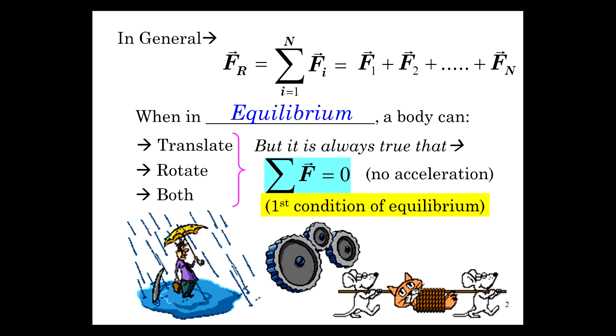It's always true in equilibrium that the sum of the forces is equal to 0. Special case, meaning no acceleration. This is known as the first condition of equilibrium.